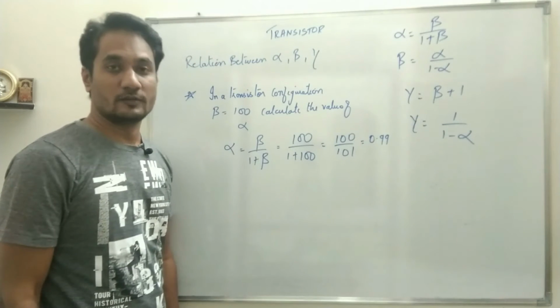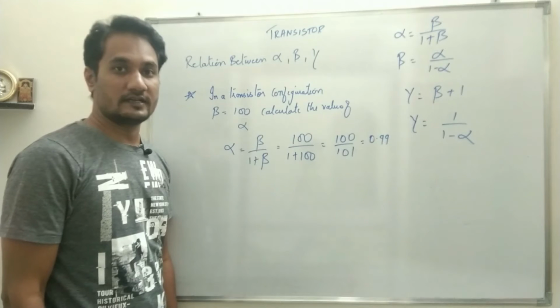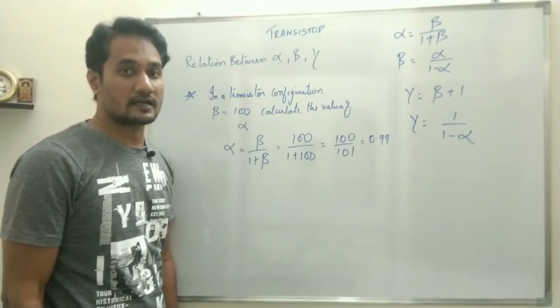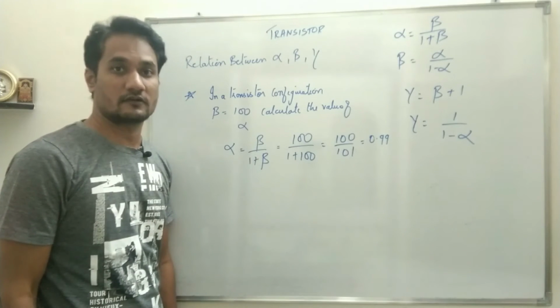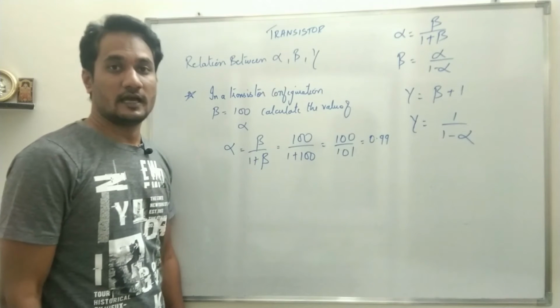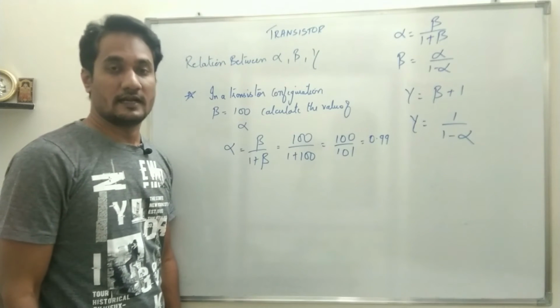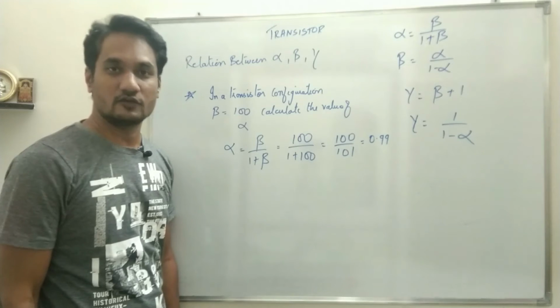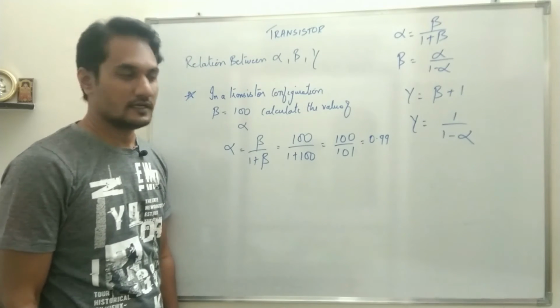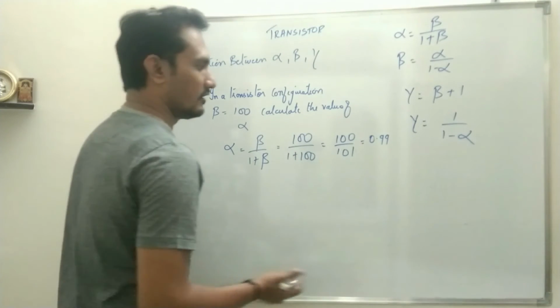0.99. And if you remember, this alpha, beta and gamma are the current amplification factors of common base, common emitter and common collector transistor, and amplification factor does not have a unit, so you don't have to specify the unit. Okay, so this is one way of asking a problem.